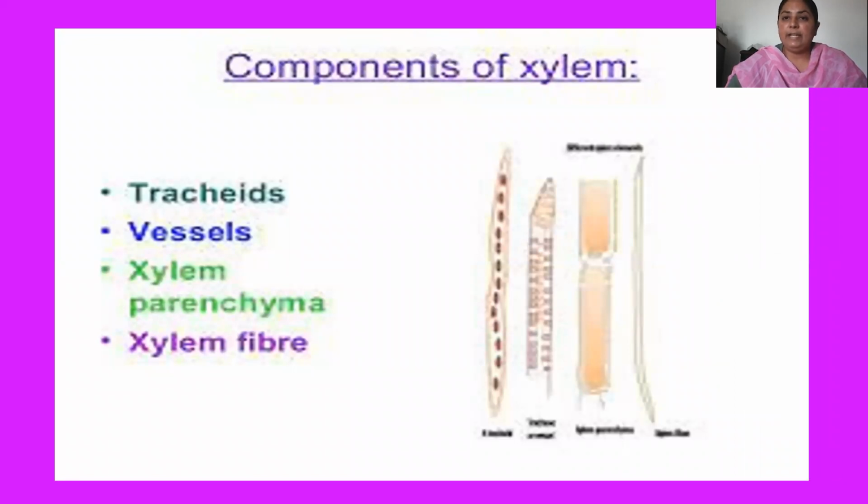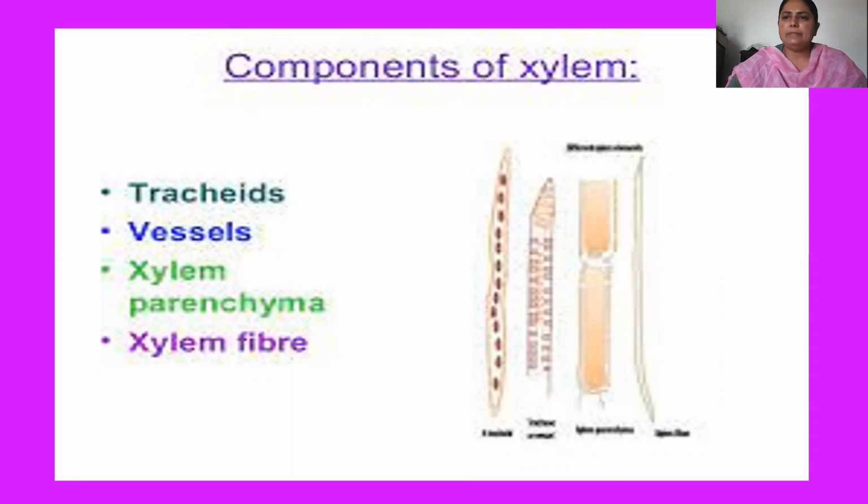Here I am going to tell you about the components of the xylem. The xylem tissue, which is the main tissue for the conduction of water and minerals, consists of the following types of cells. Tracheids. Tracheids are a type of cell responsible for short distance transport of water and minerals. They are generally found in lower plants.